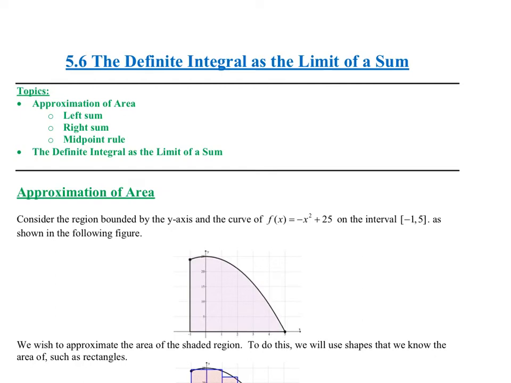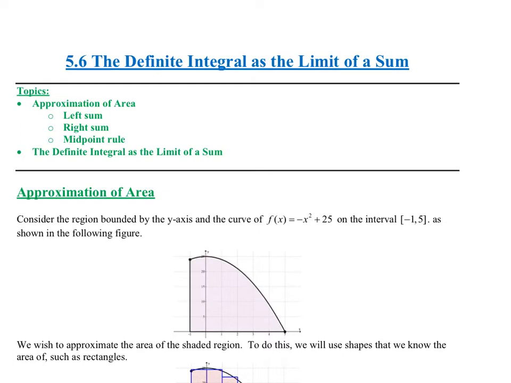This time we're going to be covering section 5.6, which is the definite integral as a limit sum. So we're going to approximate the area using rectangles, using the left endpoints, the right endpoints, or the midpoints of each of these rectangles. And then we're going to look at the definite integral as a limit sum.